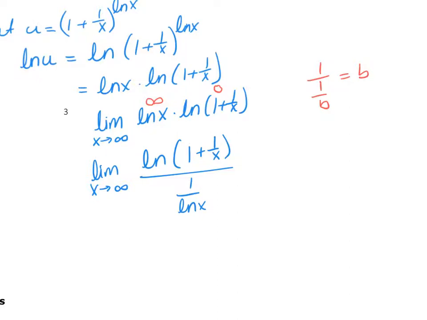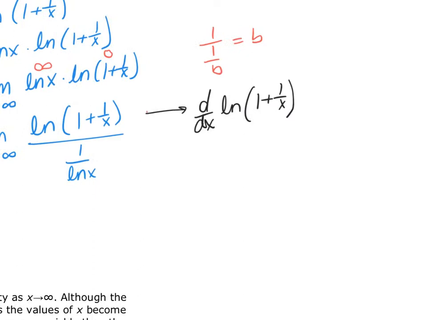We can apply L'Hopital's now because when I put in infinity, the numerator is going to go to 0, and the denominator, because it's 1 over infinity, is going to go to 0 as well. So now I have 0 over 0, so I can use L'Hopital's at this point. I'm going to do the derivative of the numerator and denominator off to the side. So I'm going to do d/dx of the natural log of 1 plus 1 over x. I'll do the derivative of the numerator and then the derivative of the denominator separately, and then put them back over each other in a minute.